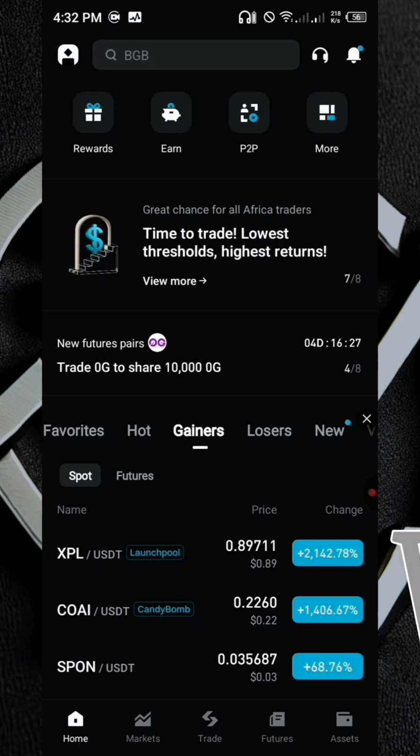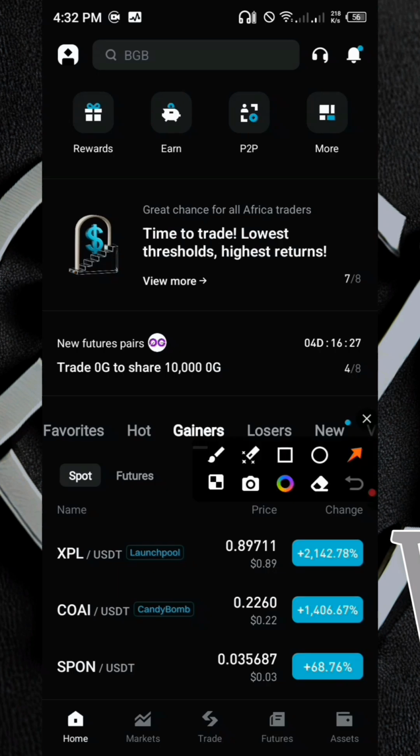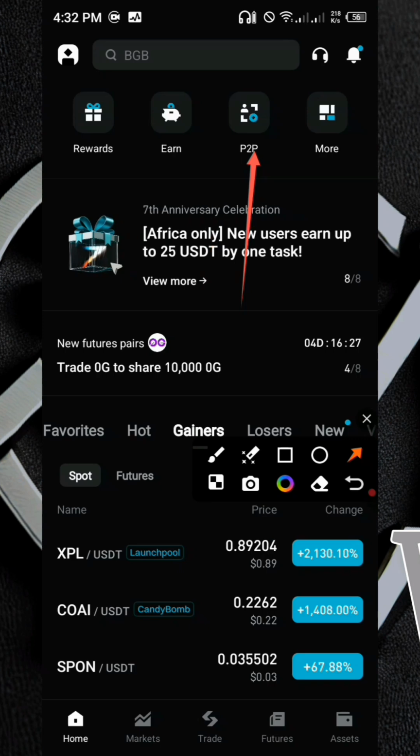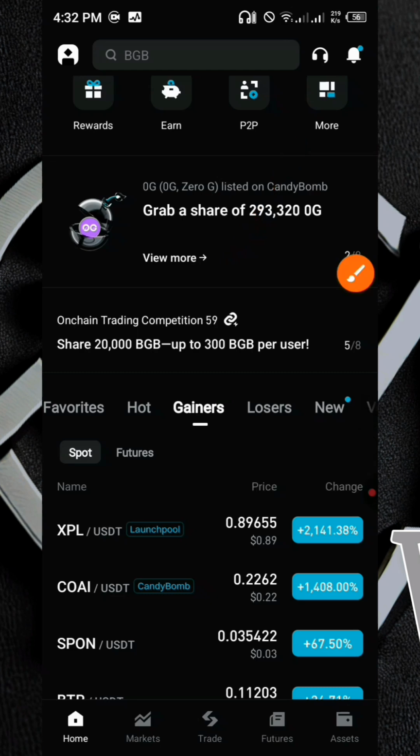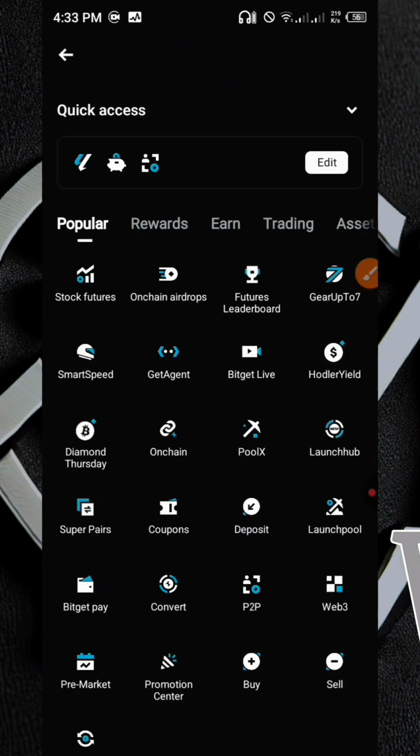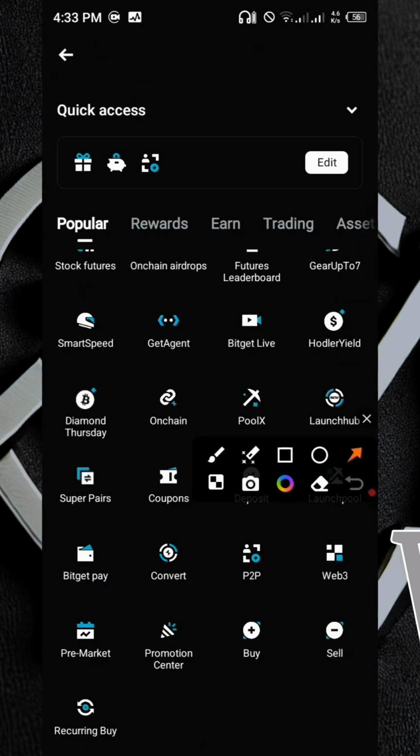So guys, this is the inner interface of the Bitget platform, and this is what we're going to be using to perform today's arbitrage. I want you guys to come over here to the P2P trading section. In case you can't find it in this top section, you can come over here to More, then you find P2P among all these icons. As you can see, P2P is over here, so all you have to do is click on it.